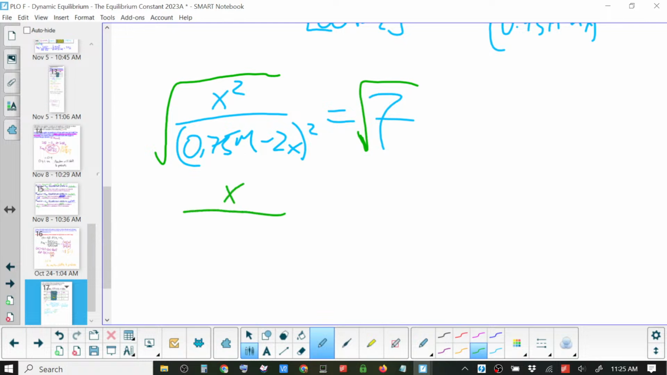This becomes then easy. It becomes x over 0.75 molar minus 2x. And a lot of you don't understand what sig figs are because you keep writing this. That's not a real number. Yeah, it is. Math says it is.